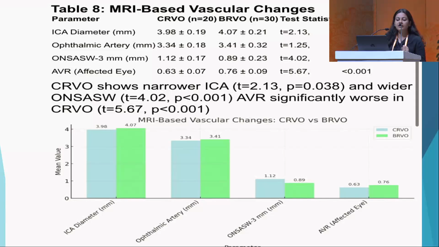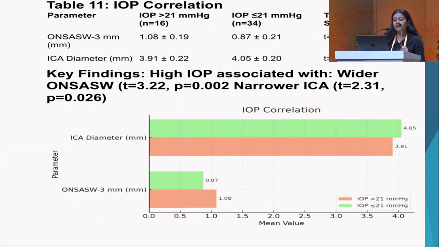Here we can see CRVO shows narrower internal carotid artery and wider optic nerve subarachnoid space width, and the arteriovenous ratio is significantly worse in the CRVO group. Here the graph illustrates the higher IOP association with the wider optic nerve subarachnoid space width.